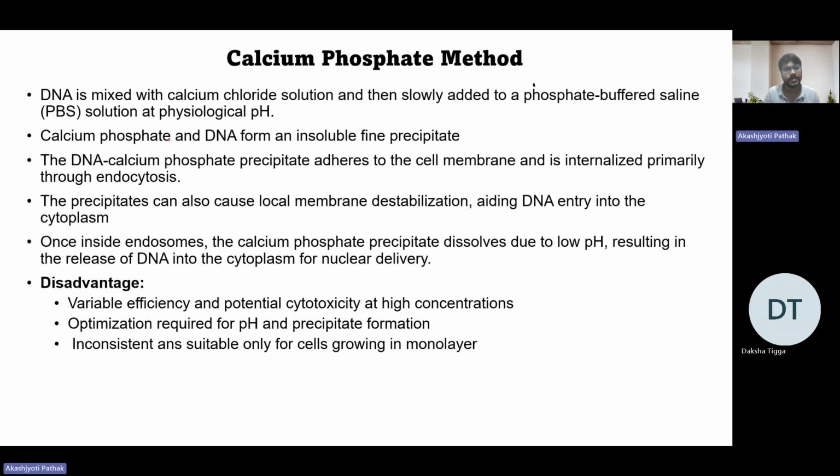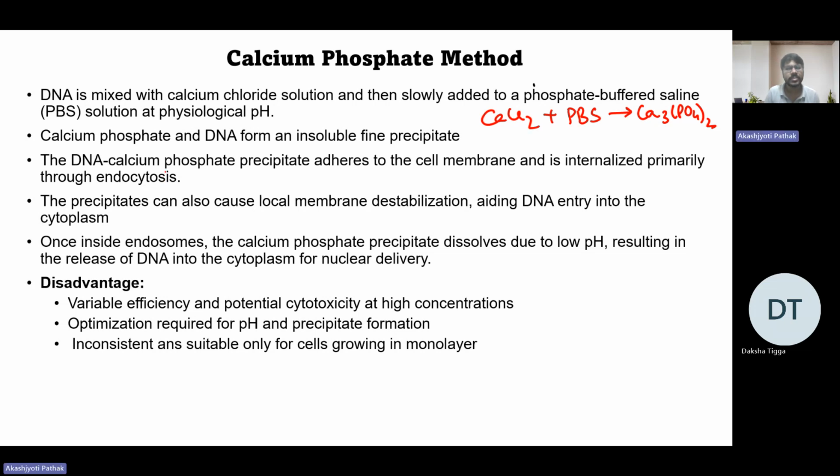Now you are adding calcium chloride to your phosphate buffered saline, PBS buffer. So you will get this calcium phosphate precipitate. The calcium phosphate and DNA form an insoluble fine precipitate. And then this DNA calcium phosphate precipitate, what will it do? It will adhere to the cell membrane and is internalized primarily through endocytosis.